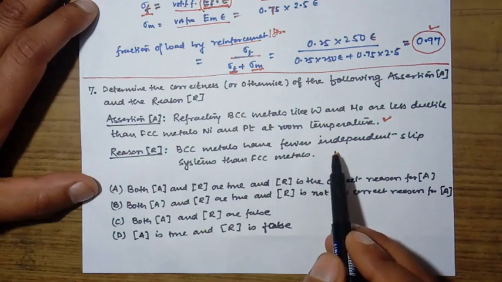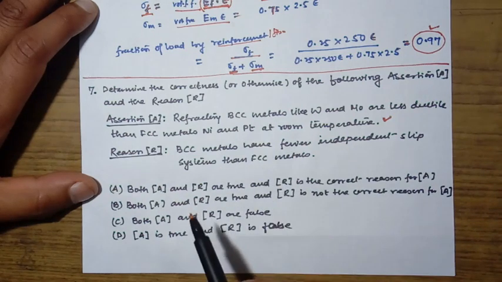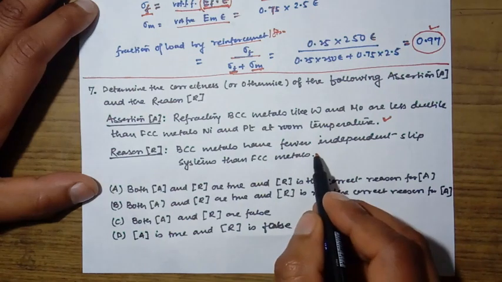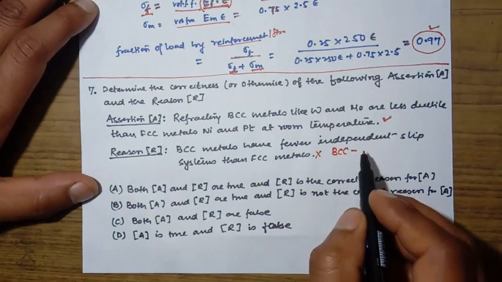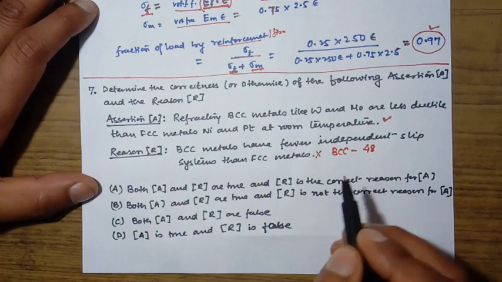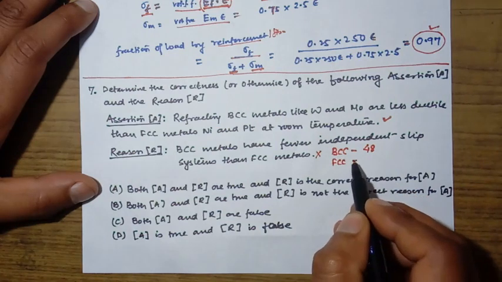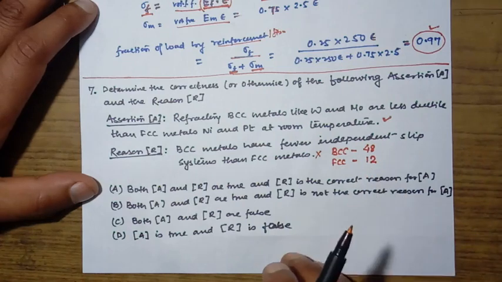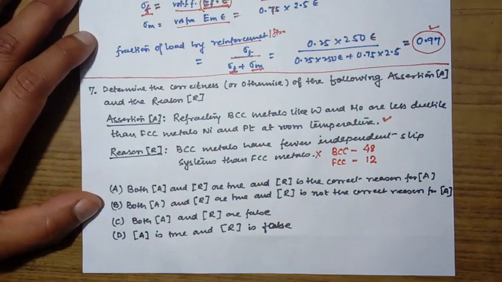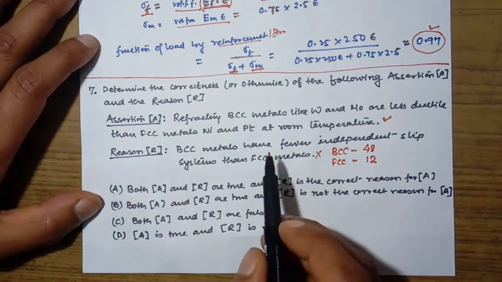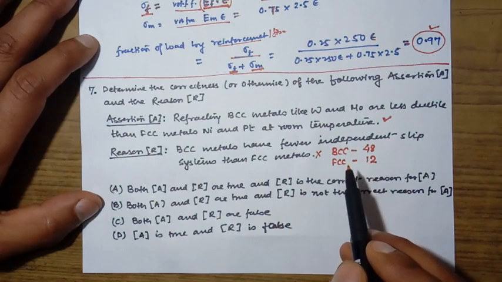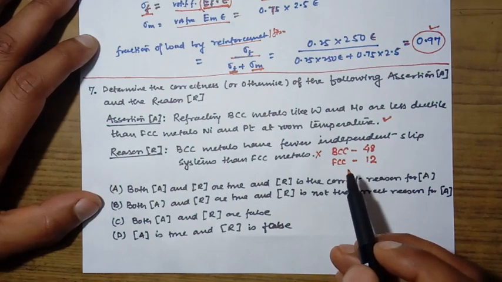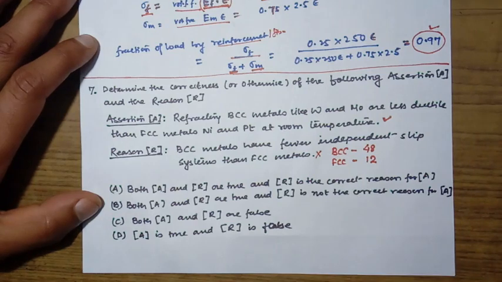This statement is actually wrong, because in the case of BCC, the independent slip systems we have got are around 48, and in the case of FCC it is 12. Now here there might be some confusion regarding independent slip systems. What is the difference between independent and only the slip system? Basically all the slip systems present, like the 48, are the independent slip systems only.